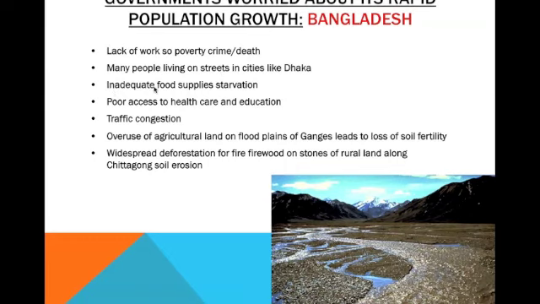There'll also be inadequate food supplies, so there'll be starvation. There'll be poor access to health care and education. There'll be traffic congestion, and there'll be the overuse of agricultural land on floodplains of the Ganges, which will lead to loss of soil fertility. Also, widespread deforestation for firewood on stones of rural land or on slopes of the Himalayas.